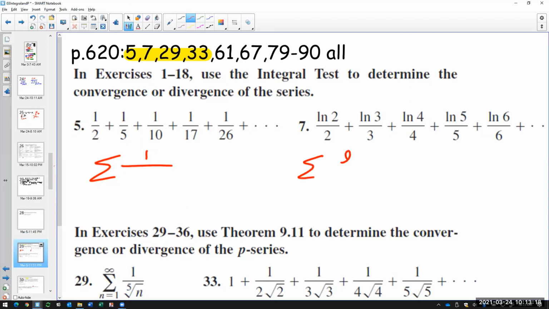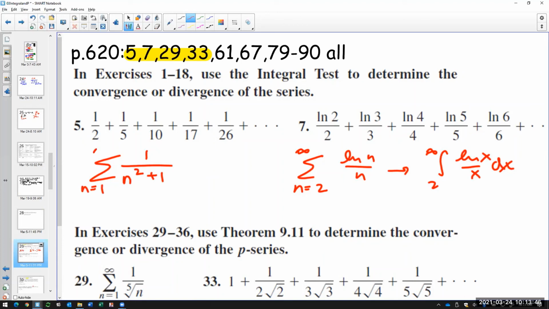This one right here, do you see it's ln of n over n? That one's pretty easy, right? That's the formula. But be careful, you don't start with 1, you start with 2. So on this problem, you're going to take the integral from 2 to infinity of ln of x over x dx. Just FYI, that's what you do for that problem. It's going to be a u substitution with u equals ln of x. This one right here is going to be 1 over n squared plus 1. See if that works out for you guys. Number 4, you're also going to have to figure out the formula for, but I think this one's pretty easy.